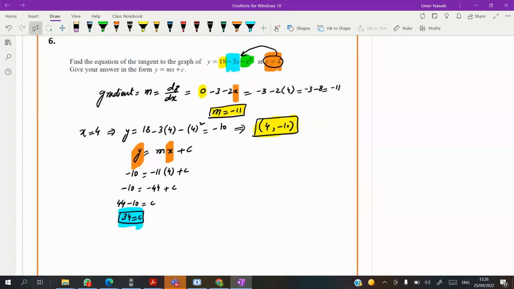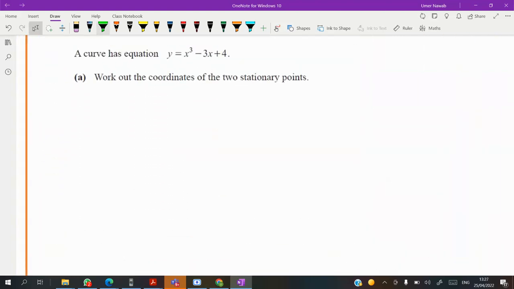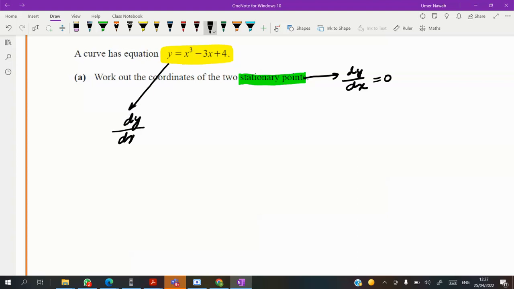Right, boys? Now we go to question number 7. Stationary points. Remember, stationary points means we need to put dy by dx equal to 0 to get the x values. So let's start. This is the original equation of a curve, and we will try to find dy by dx. So 3x squared minus 3, and the differentiation of 4 is 0. As per rule, to find the stationary point or a turning point, we will put dy by dx equal to 0. Solve this simple equation.